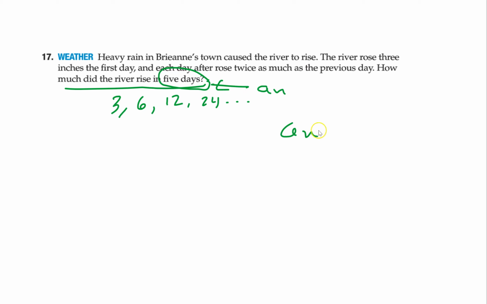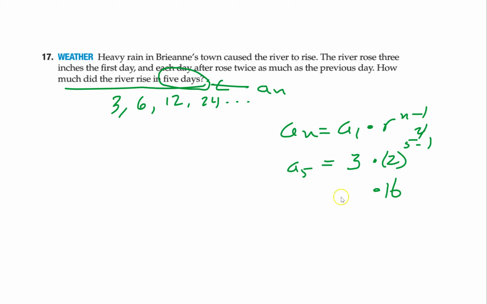So AN equals A1 times R to the N minus 1. Right, so how high is it on the 5th day? The first term on the first day was 3. It doubles each day. 5 minus 1 equals what we're looking for. So this is a 4 power. 2 to the 4th is 16. Times 3 equals 48. So how much did it rise in 5 days? It rose 48 inches on the 5th day.